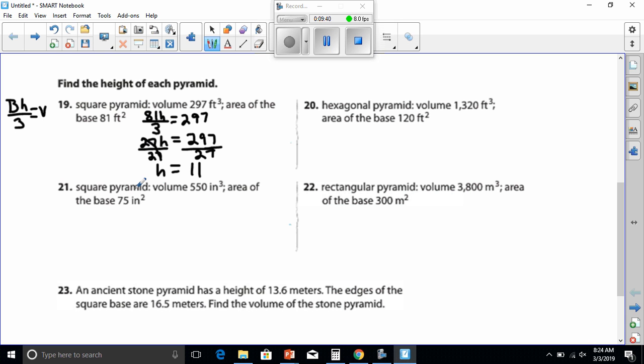All right, let's do number 21 really quick. We're going to follow the same one. Base times height divided by 3 equals volume. Once again, we're dealing with a square base pyramid, and they told us what the base is. So once again, we got 75 divided by 3, and 75 is going to be multiplied to h, the height, right? And that's going to equal 550. If I divide 75 by 3, well, no calculator needed there. It's going to be 25 times h. And that's going to equal 550.